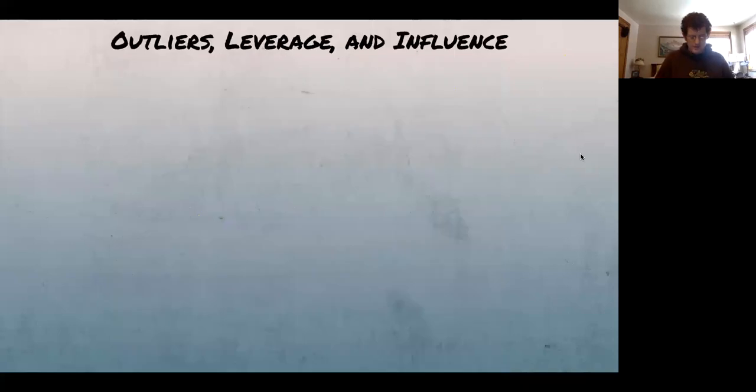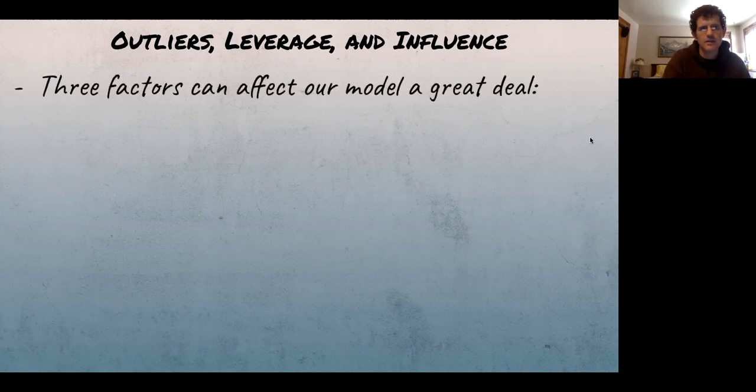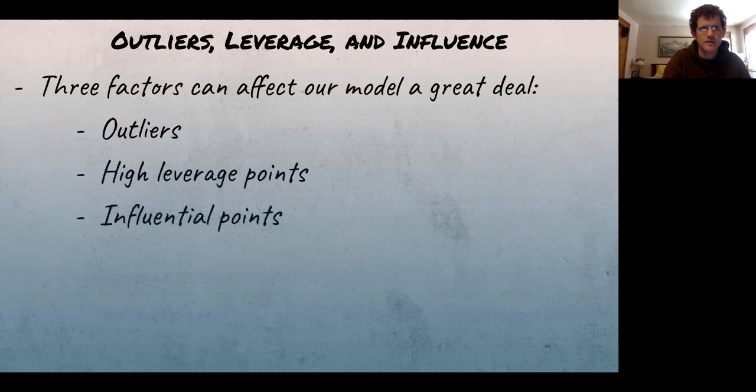All right, this is the biggest conceptual thing from this chapter, I think. Outliers, leverage, and influence. These are almost fluid concepts, but hopefully we can define them clearly enough that you know when something is an outlier, when it has leverage, and if it's influential. Okay, three factors can affect our model: outliers, high leverage points, influential points.